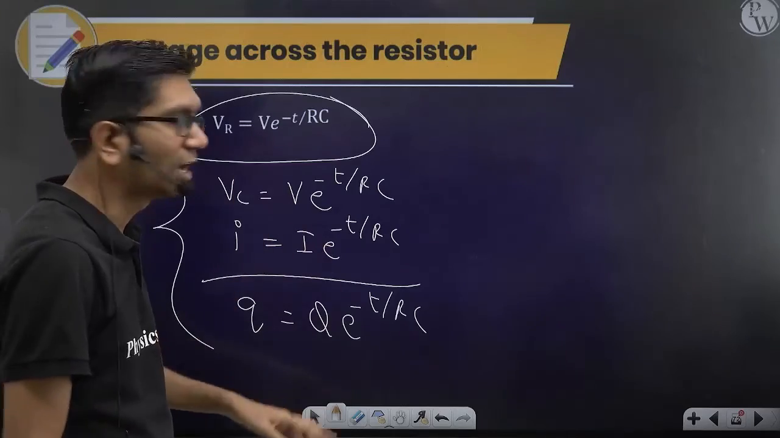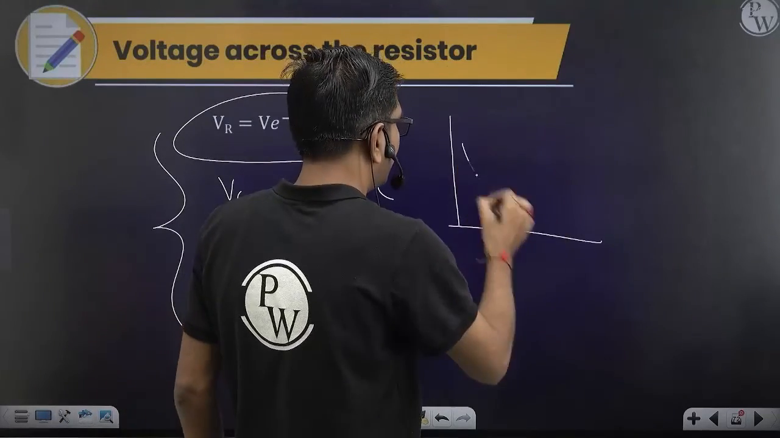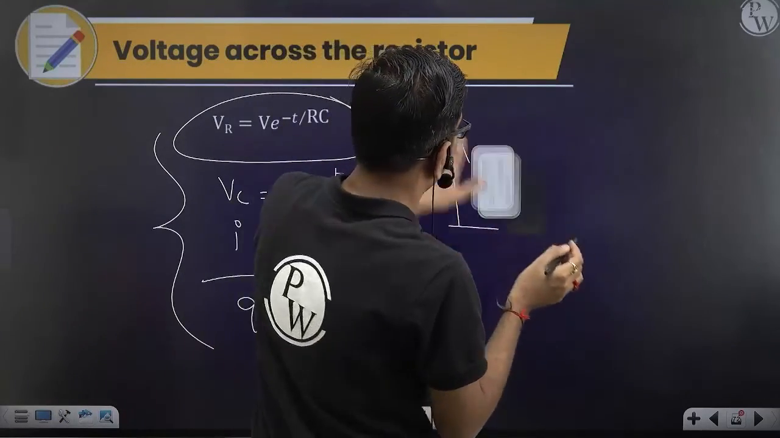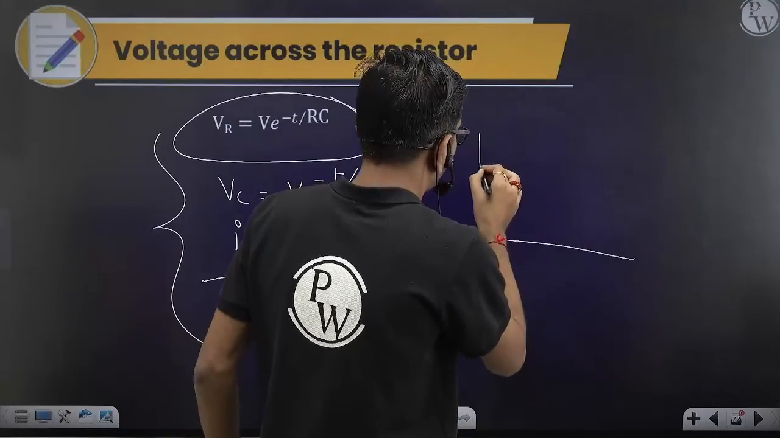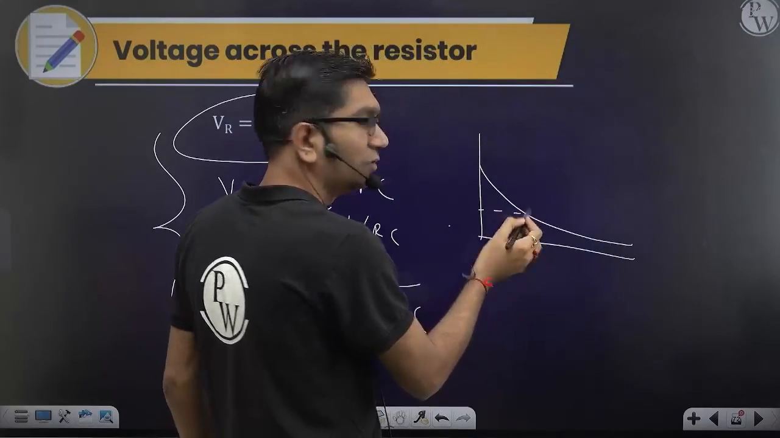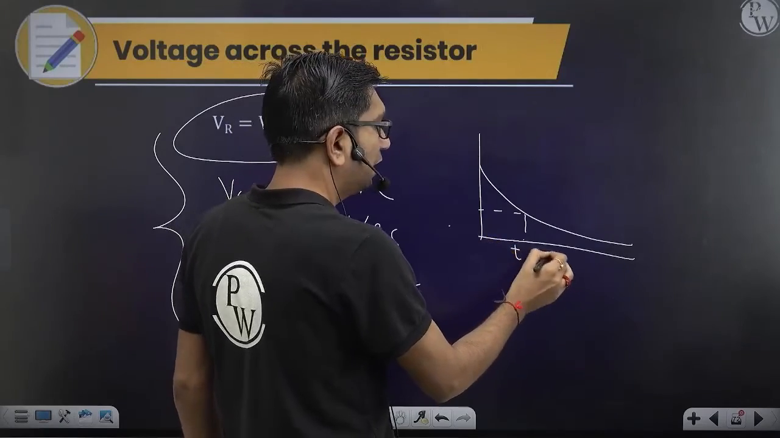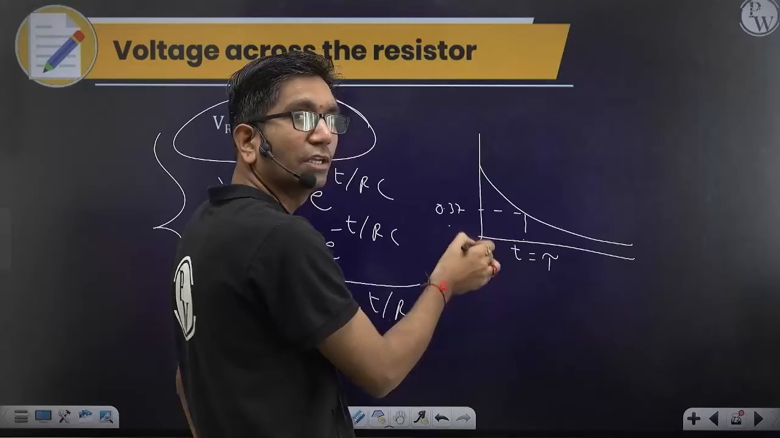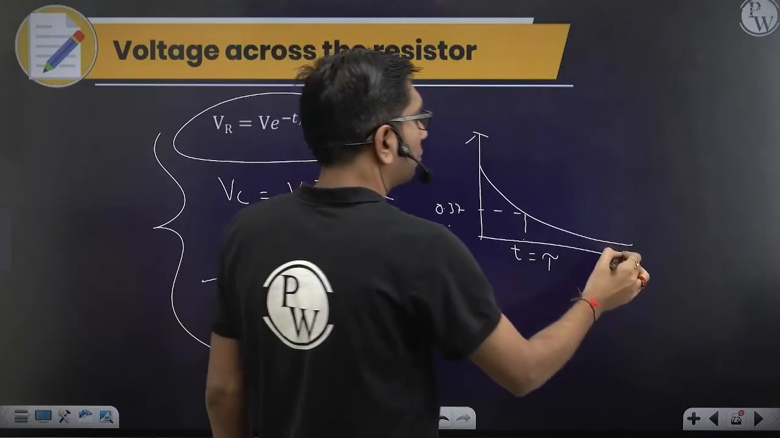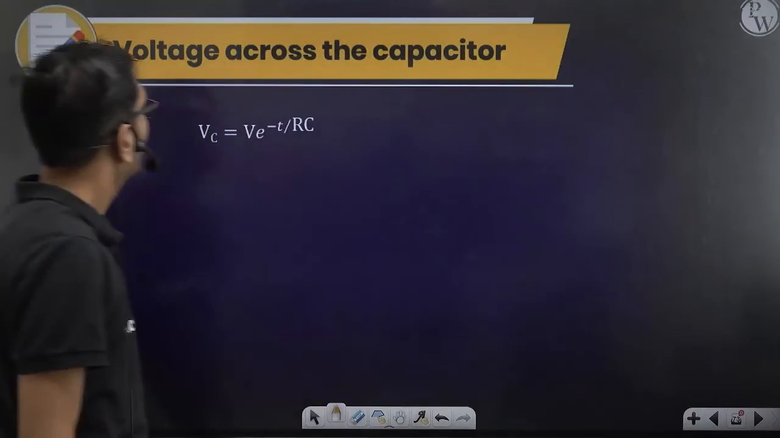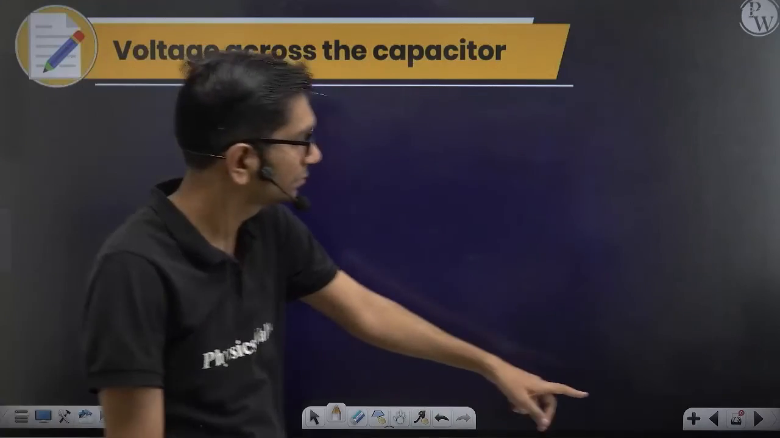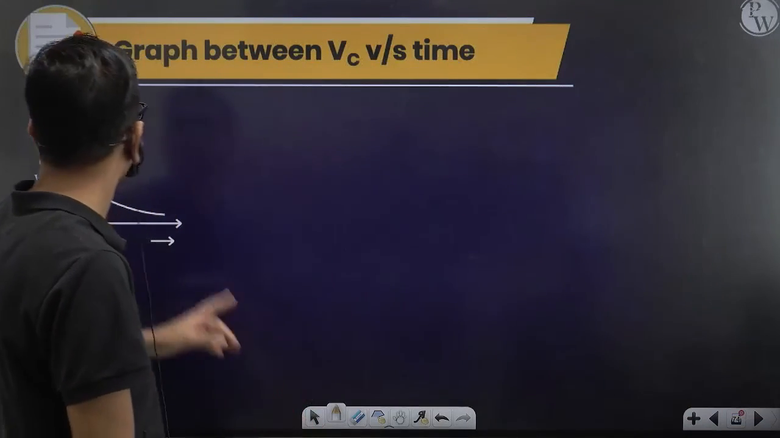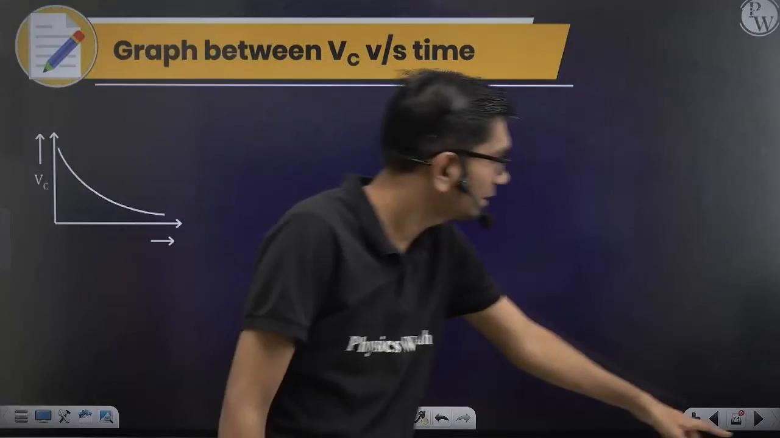For all four formulas you will get the graph like this only. So for the four graphs, you will get like this. At time t equal to tau, it is 0.37. Whatever quantity you take along this axis, you have to write it there. Next, here I have written the same graph.